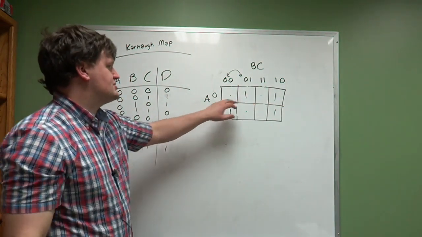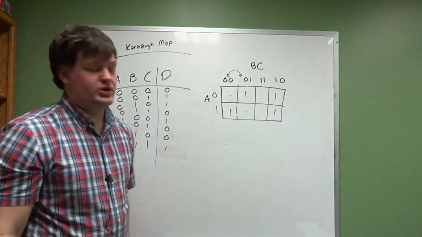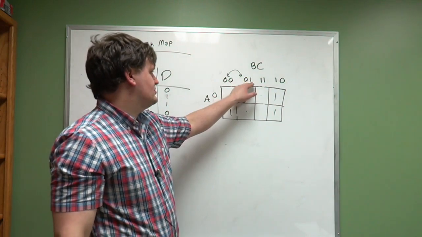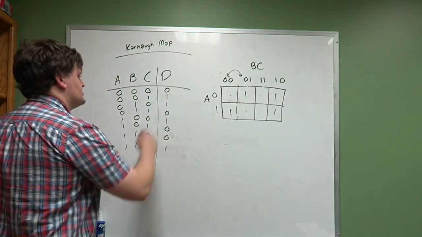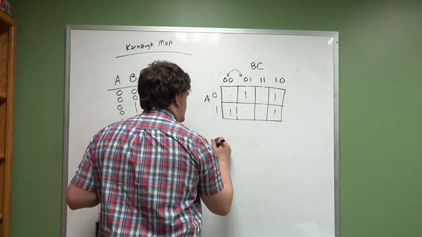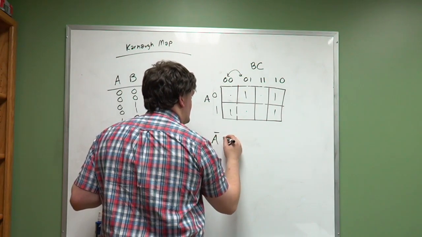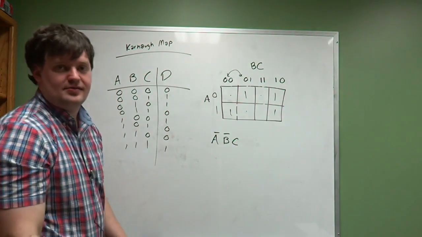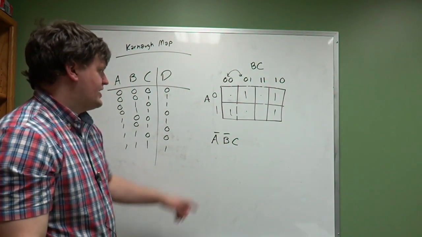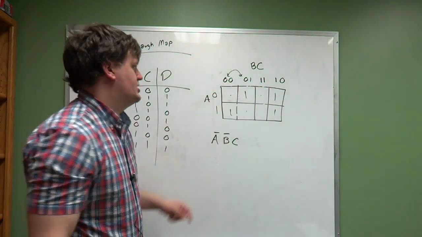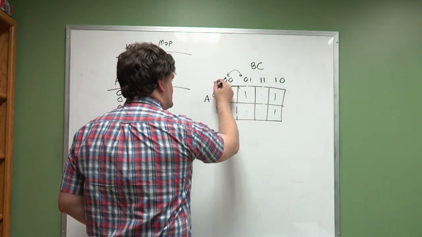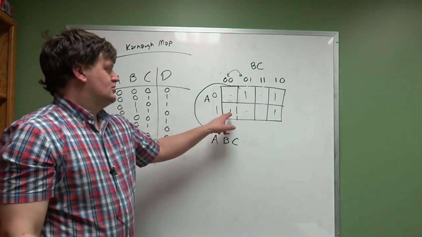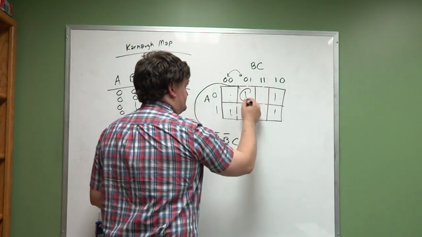If we want to represent this number 1, we can represent it as A is off, B is off, C is on. That represents this one right here. Okay? So A is off, B is off, C is on. That represents just this one. We're taking care of this one.